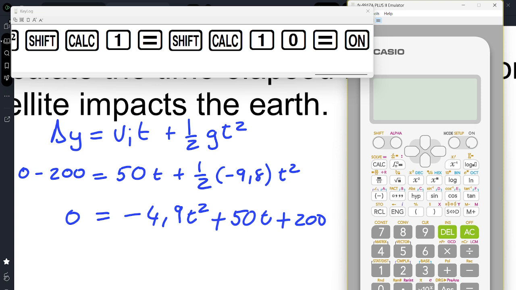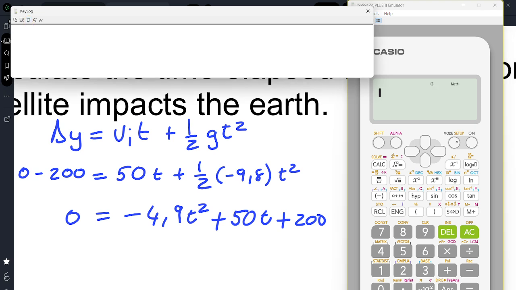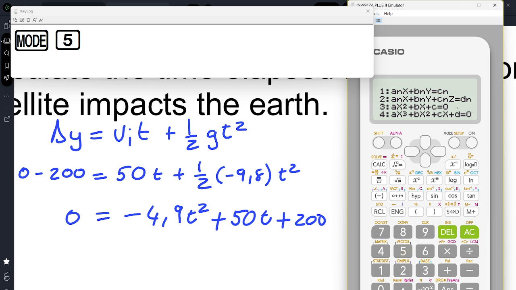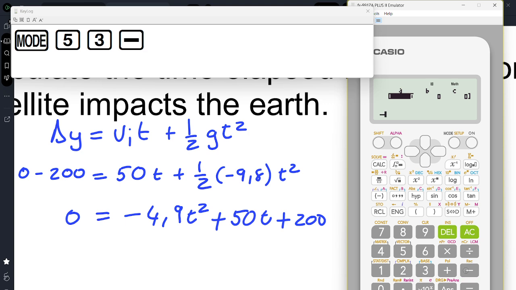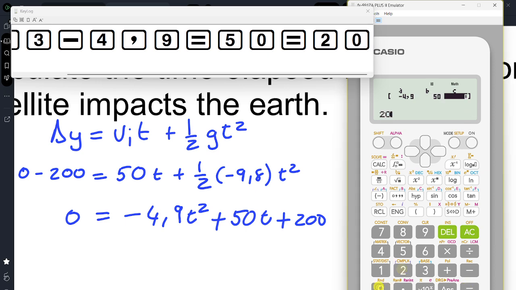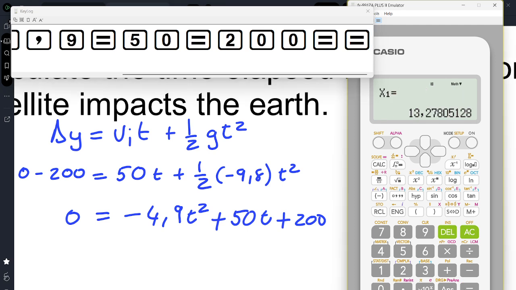So I'm just going to cancel all of this in the calculator. And we go mode. Now it's 5 equations. We look for the equation that represents quadratic, ax squared, bx squared plus c. So that is number 3. And we just type these in. So negative 4.9 equals 50 equals and 200 equals. So equals, and we get x1 is equal to 13.28, time.